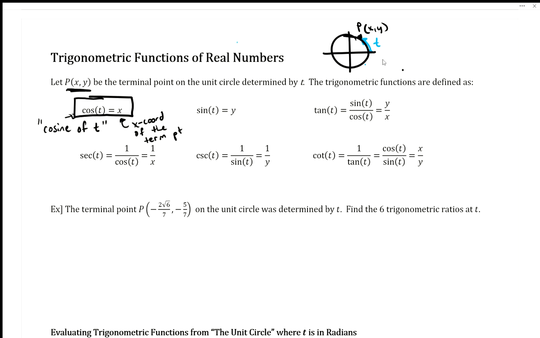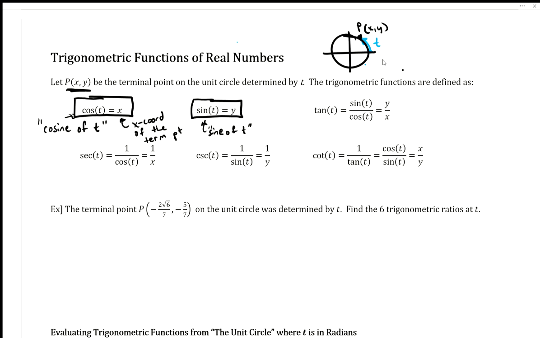And then they say the sine of t. It looks like sin, but we would say that's sine of t is how we say that. They're saying that is the y coordinate of the terminal point. These are our biggest two. So cosine of t equaling the x coordinate, sine of t equaling the y coordinate of that terminal point on the unit circle. And then we have four others.